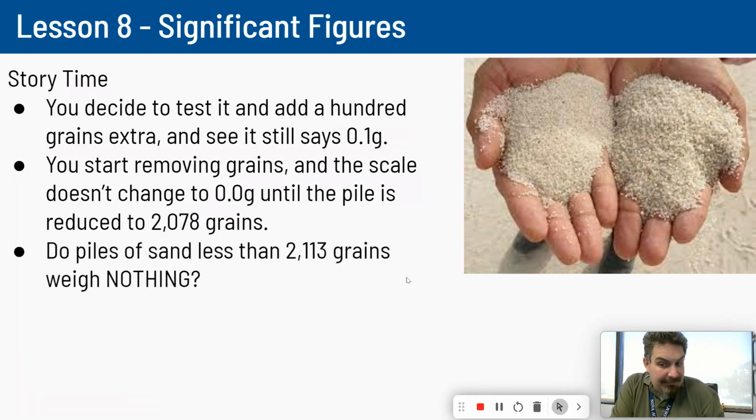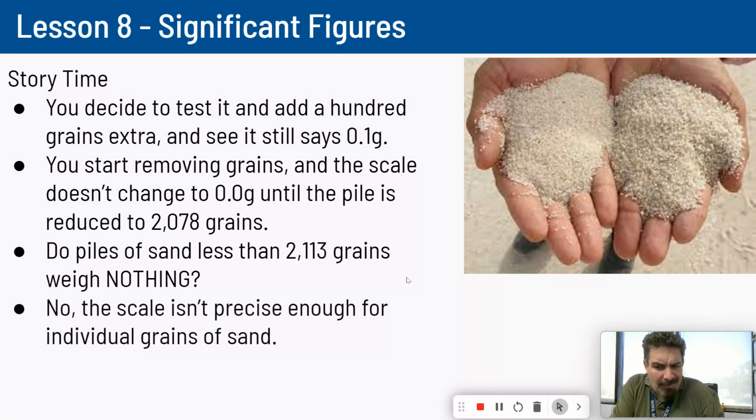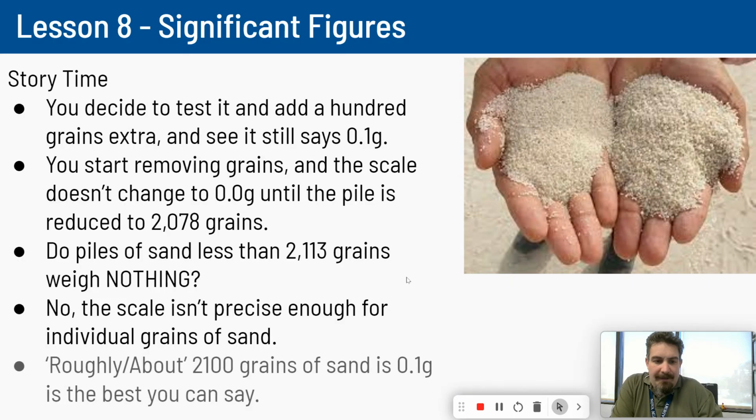Do piles of sand that are less than 2,113 grains weigh nothing? No, that doesn't make any sense, but the scale is not precise enough to measure individual grains of sand. It won't notice them until there's enough. Roughly 2,100 grains of sand is 0.1 grams. That's the best that we can guess for now.